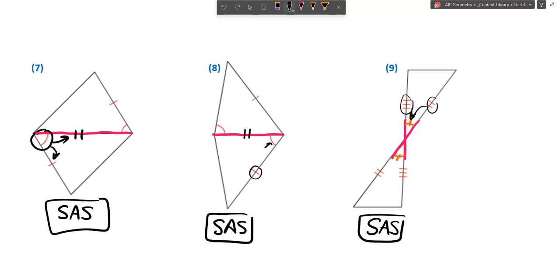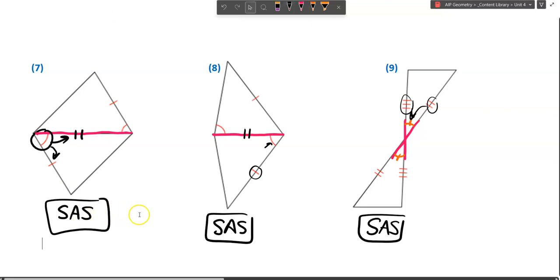I hope these additional examples have helped you recognize and see where we can use the triangle congruence theorems, as well as how the reflexive property and vertical angles are impacted in these problems.